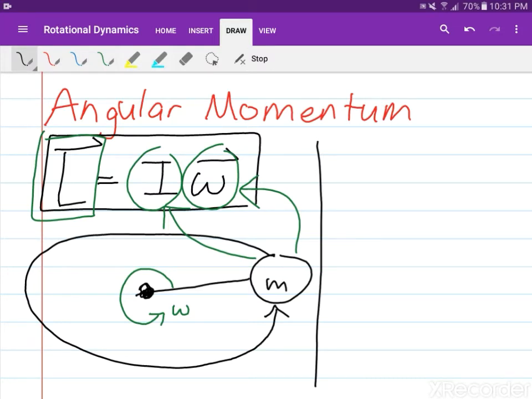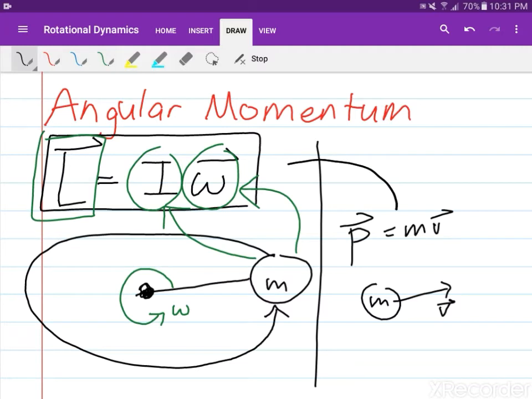So recall that in linear momentum you need only to have an object moving at a linear velocity, and then its linear momentum is defined as p = mv. So angular momentum is just a rotational version of this linear momentum.